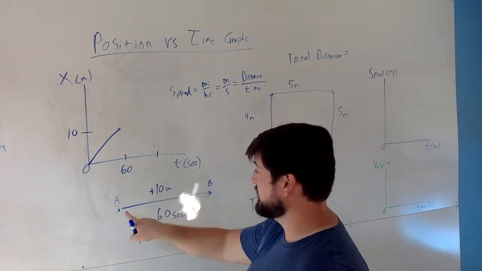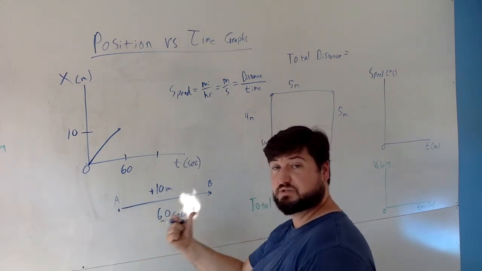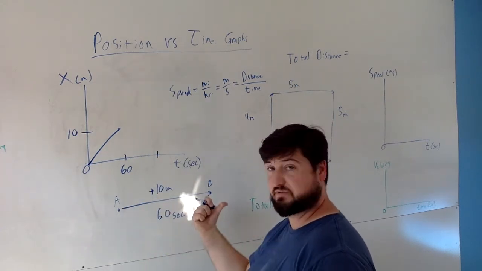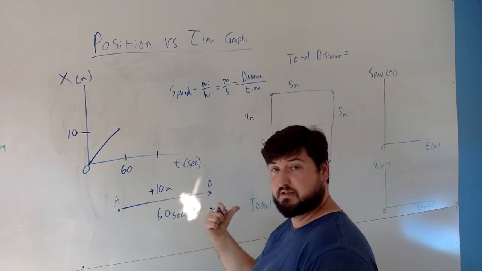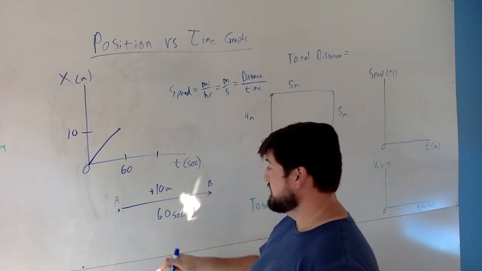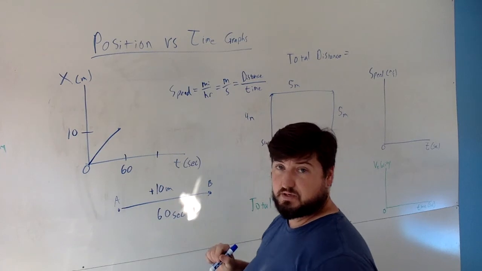So this is actually, we're going over plus 10 meters. If we're going to use the regular plus direction for this, for x would be to the right. In math, that would be our convention. So if we went this way, we go plus 10 meters, okay?